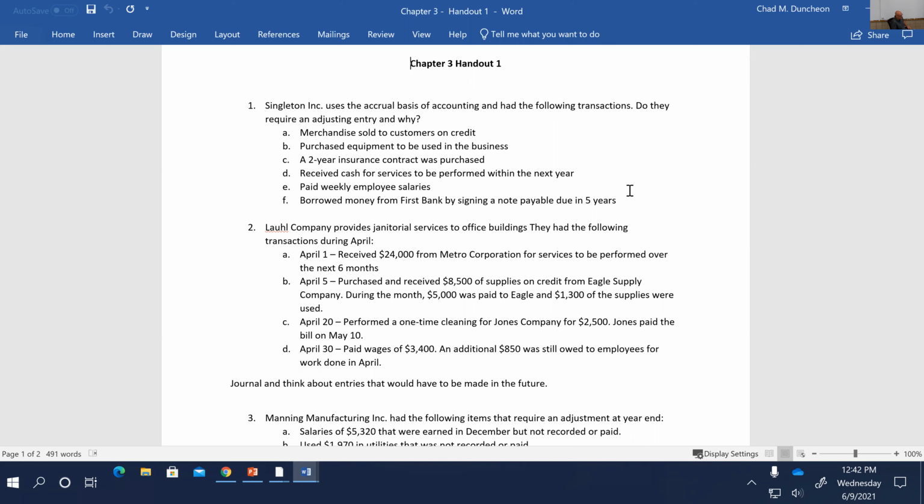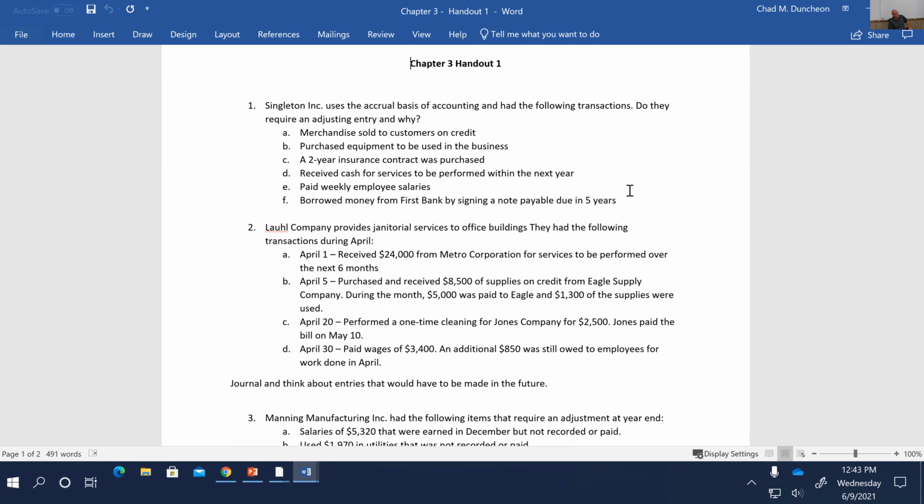Okay, so Singleton Incorporated uses accrual accounting and has the following transactions. Do they require adjusting entries? Why? Sold merchandise to customers on credit. Well, here the only way that's going to require an adjusting entry is if they have not recorded it yet. So that could be an accrued revenue where they would need to record the revenue and create an accounts receivable. Okay, so that would be the only way that would require an adjusting entry.